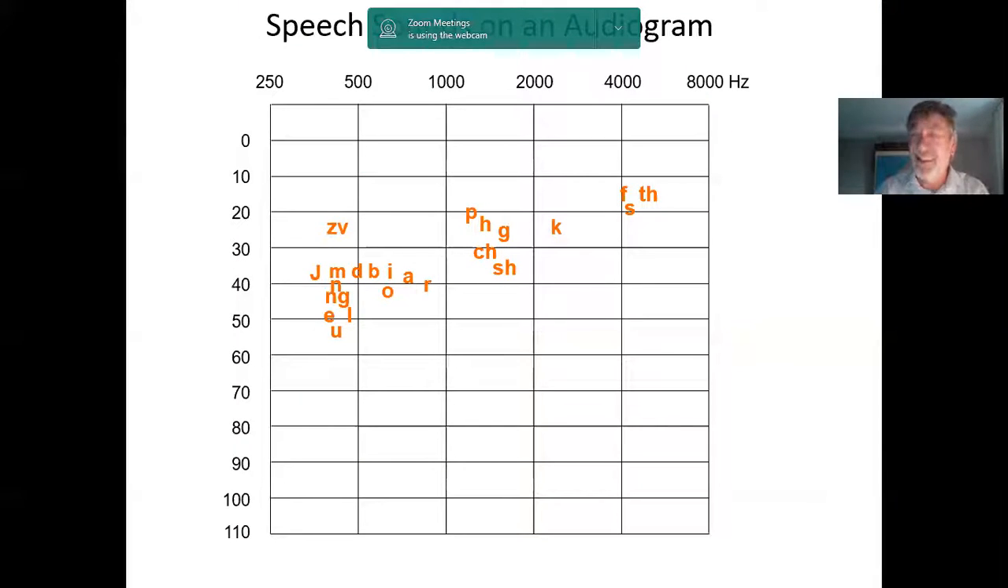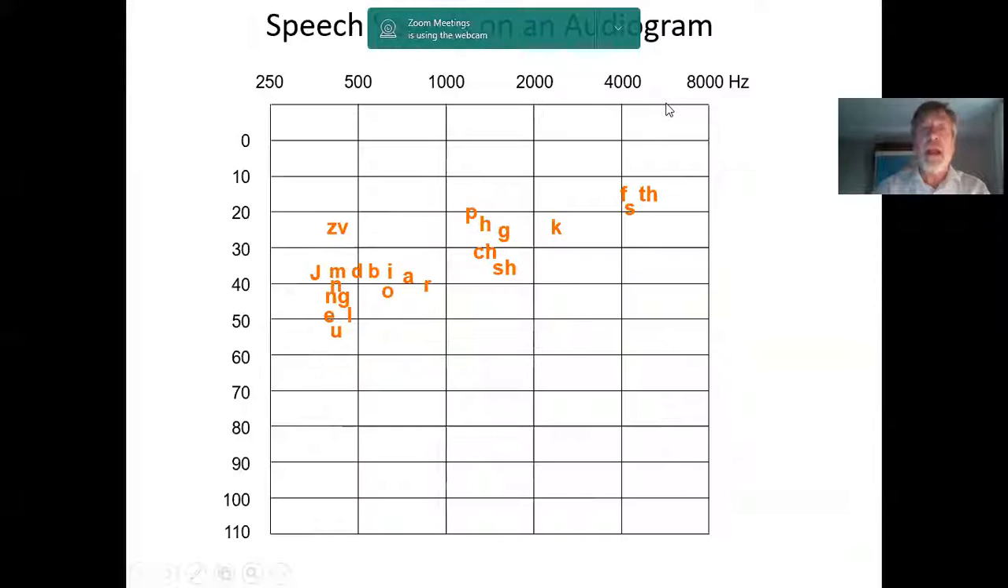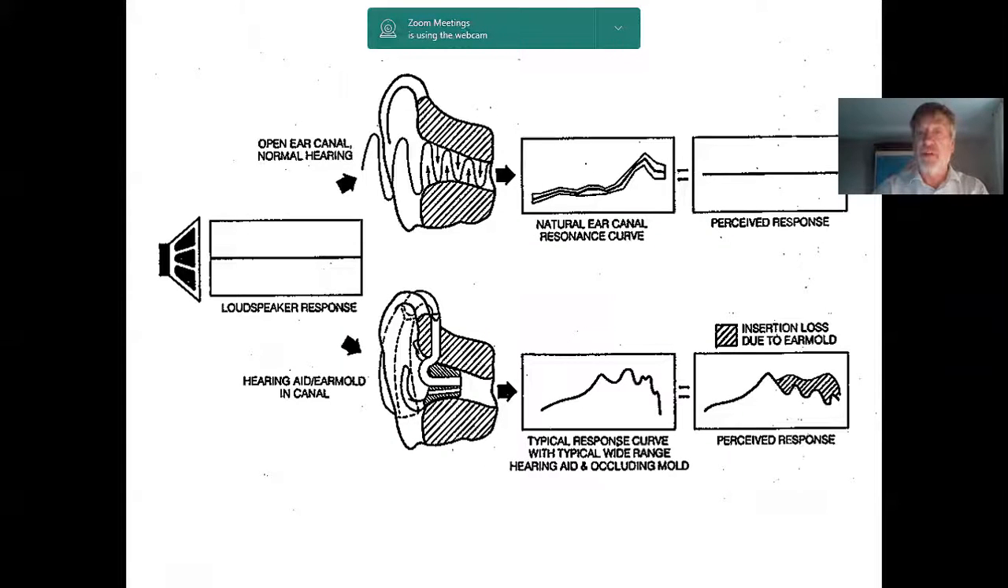There. All right, so you have this audiogram, and it's plotted in dB HL with the decibels going down, and this one here, of course, is plotted in dB SPL with the decibels going up, okay? So most energy in the lows, this is speech spectrum in dB SPL, and this is the speech sounds on an audiogram, okay? Same thing.